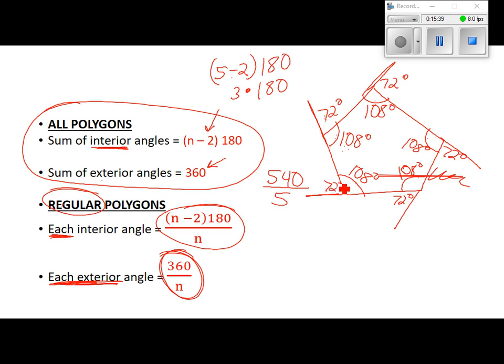So 4 different formulas. If you're just looking for the sum of the interior angles, use that formula. If you're looking for the sum of the exterior angles, it's always 360. If it's a regular polygon and you're looking for each interior angle, use that formula. If it's regular and you're looking for each exterior angle, that's 360 divided by the number of sides. That's the main part of this whole lesson.